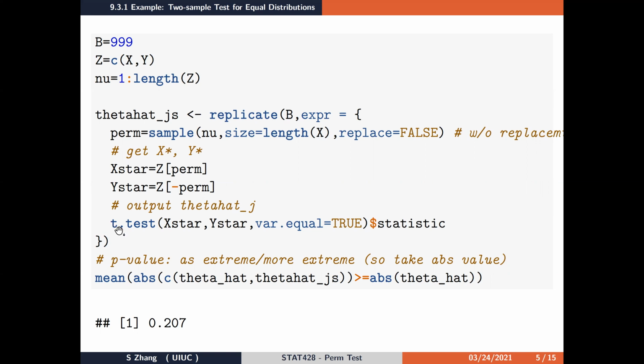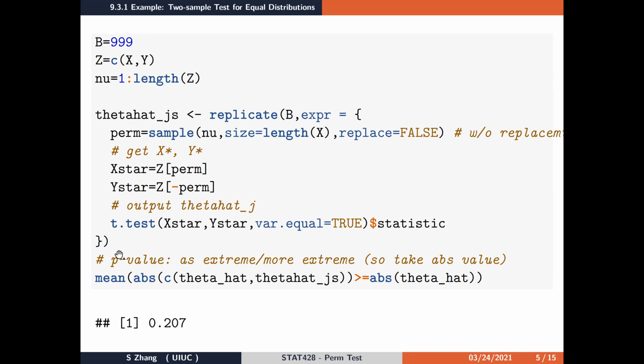So we know that we can get this by doing t-test $ statistic. And here, instead of doing x and y with the observed samples, we will do t-test x star y star, which is the partition that has been permuted. So what we will end up as the output of this replicate function is going to be a vector, theta hat j's, of a total of 999 elements. Each element is going to be the theta hat, in other words, the t statistic, evaluated at a particular partition x star and y star.